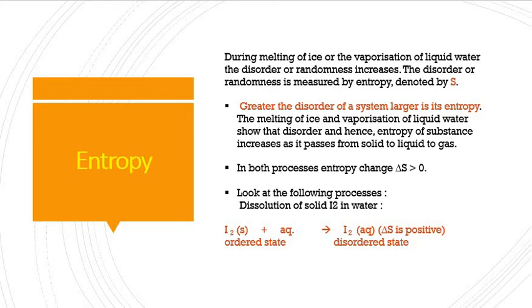For example, if you take solid iodine and dissolve it in water to get an aqueous iodine solution, solid iodine has molecules arranged in a very orderly way, whereas in the dissolved iodine solution the iodine molecules are moving here and there, so the order is not there. Randomness is created in the solution. So here delta S is positive because the disorder is increasing, the randomness of the molecules is increasing. So this is how we can understand entropy.